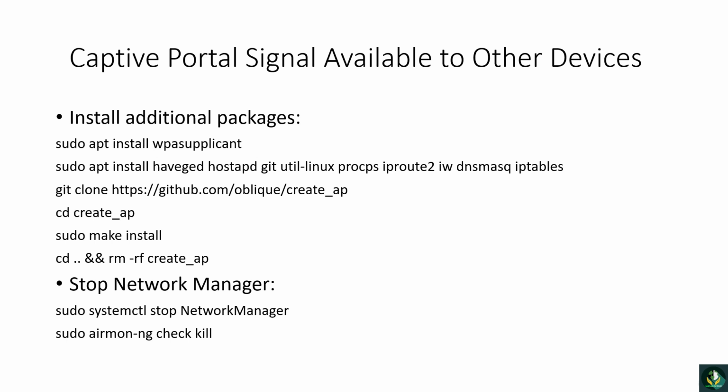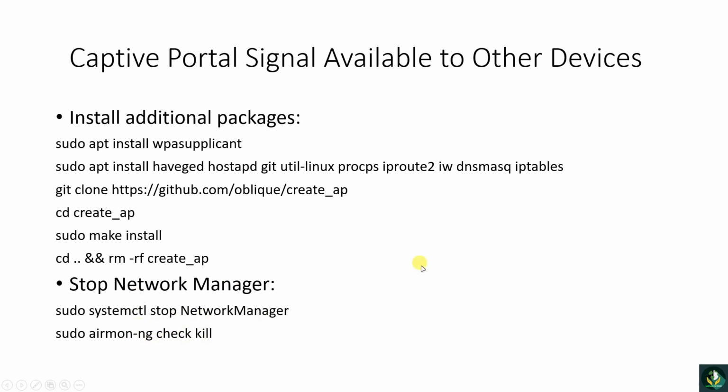So what you have to do now is install some additional packages onto your Linux machine. Make sure you just type this. As you can see, it's pretty easy. Just type every one of the codes in your Linux terminal, and it will do all of this automatically. Then after you install the additional packages, you have to stop the network manager. Just type this, and as you can see, airmon-ng will kill the network manager.